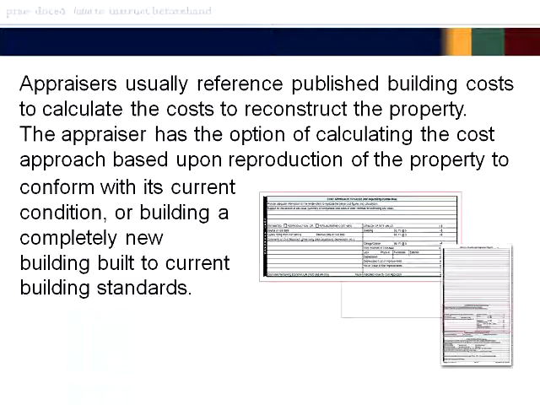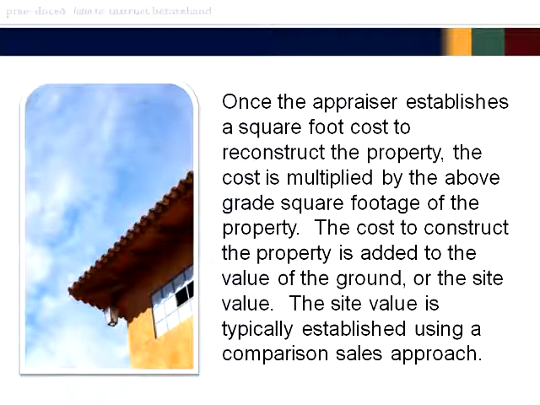The appraiser has the option of calculating the cost approach based on reproduction of the property to conform with its current condition, or building a completely new building built to current building standards. Once the appraiser establishes a square foot cost to reconstruct the property, the cost is multiplied by the above grade square footage of the property. The cost to construct the property is added to the value of the ground, or the site value. The site value is typically established using a comparison sales approach.